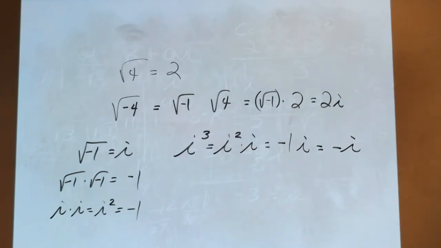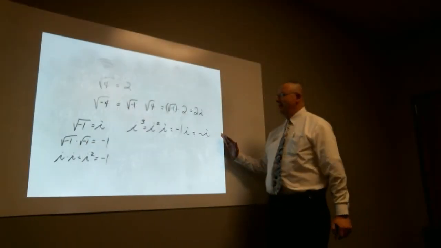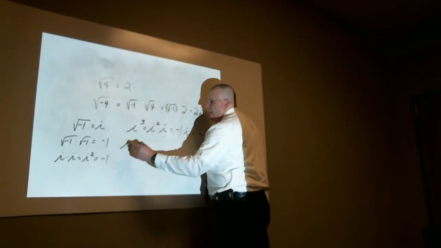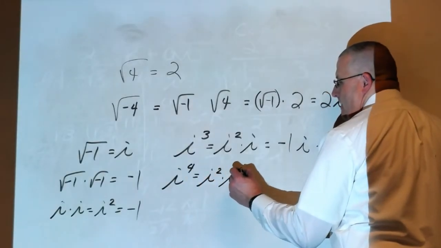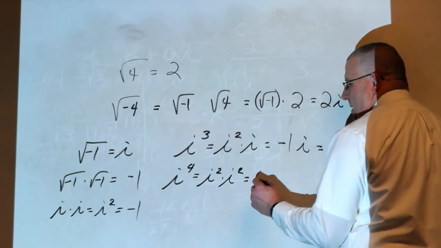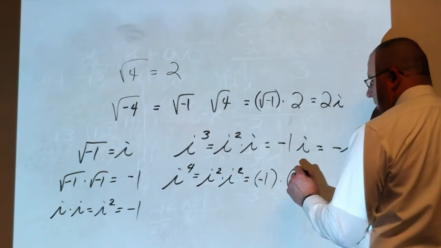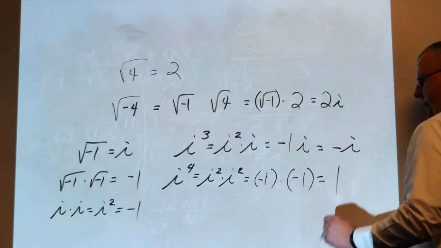I'm sorry. Information overload, just about. I get this sometimes. Now watch this last one for right now. i to the fourth is the same thing as i squared times i squared, which is the same thing as a negative 1 times a negative 1, which is 1.